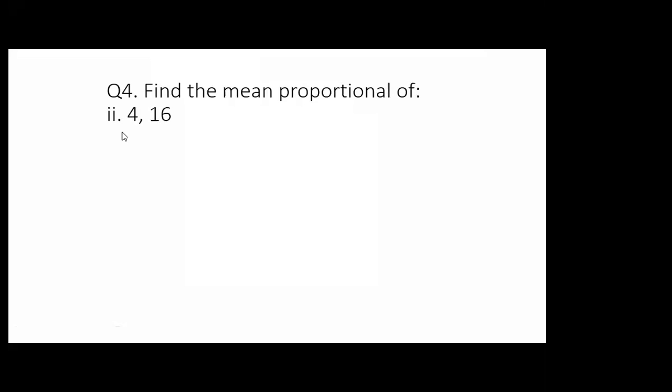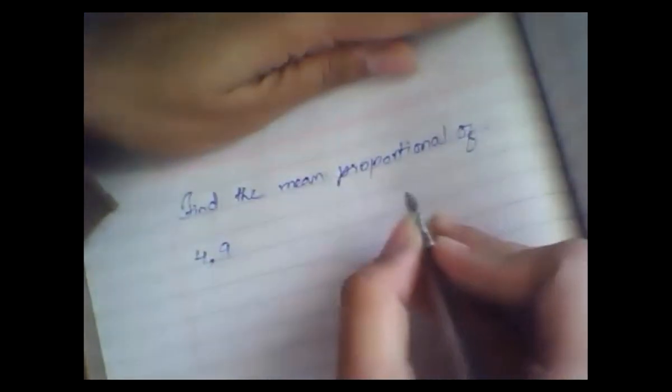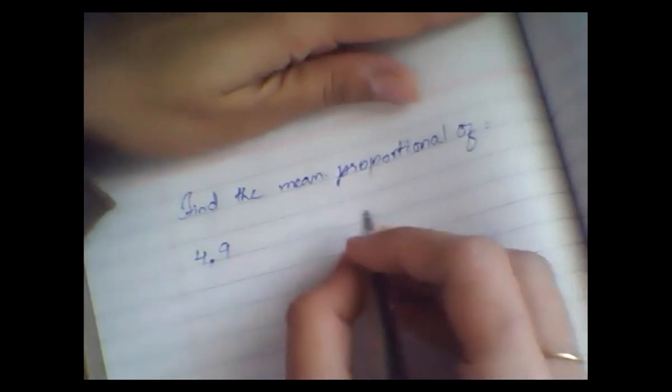I am going to start the video of me. Students, here my two students are asking me to explain the mean proportion again. Okay, so students, find the mean proportion of 4 is to 9.